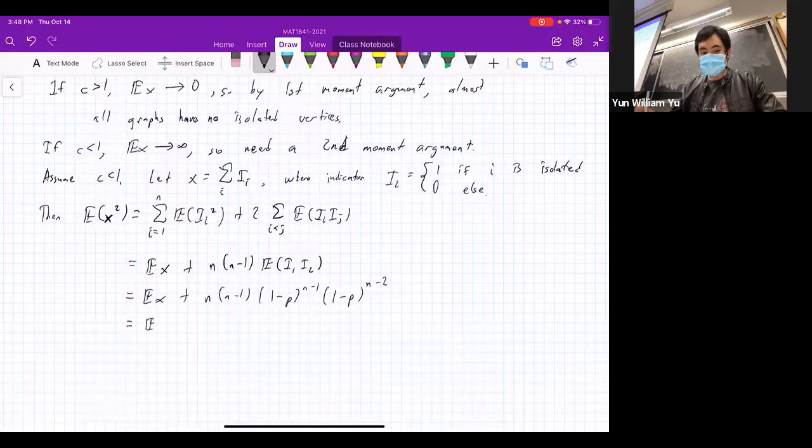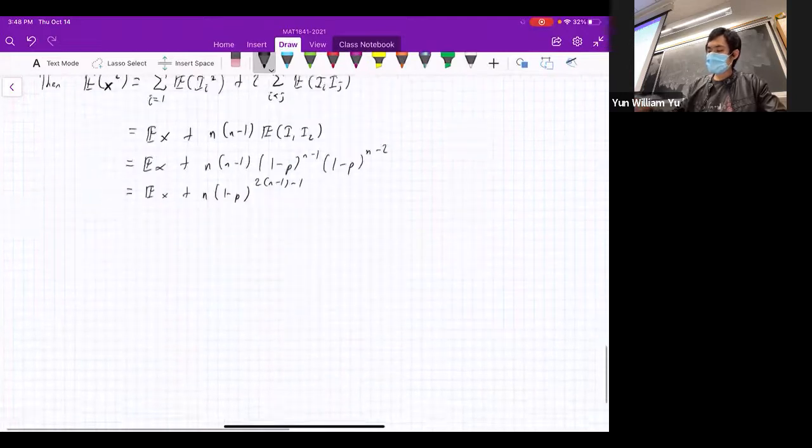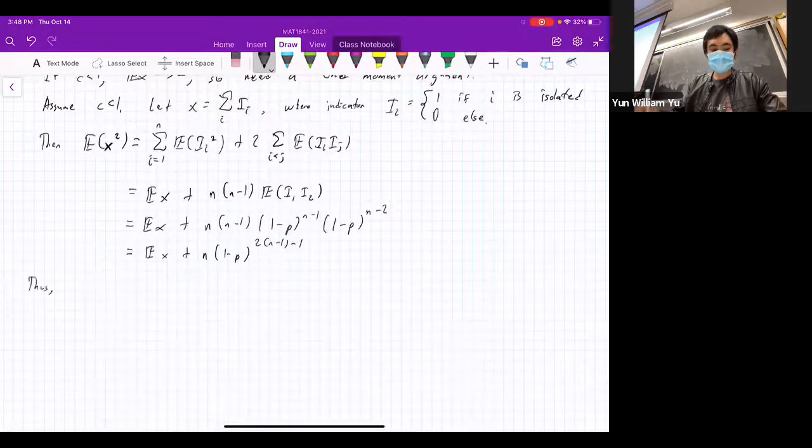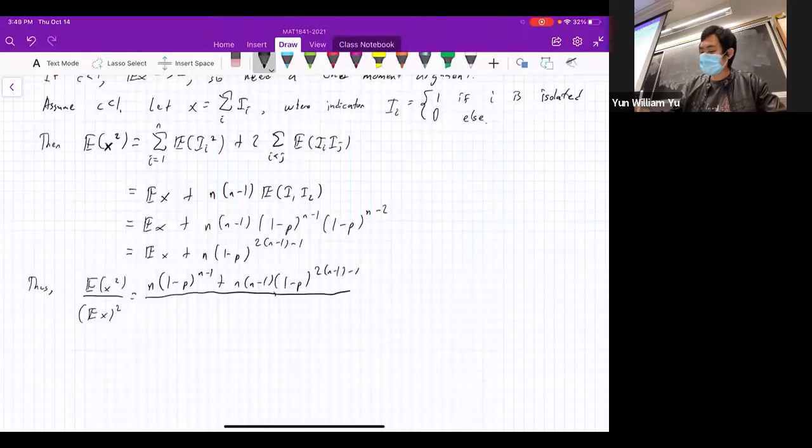And so we're basically almost done. So this is just the expectation of x plus n times (1 minus p) to the 2 times (n minus 1) minus 1. And thus, we know that the expectation of x squared divided by the expectation of x squared is equal to n times (1 minus p) to the n minus 1 plus n times (n minus 1) times (1 minus p) to the 2 times (n minus 1) minus 1. I'm just plugging everything in here now. Hopefully I don't have a typo as I copy this over.